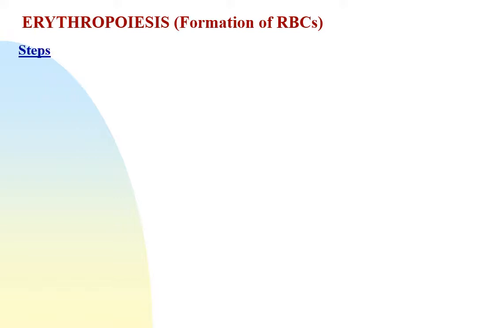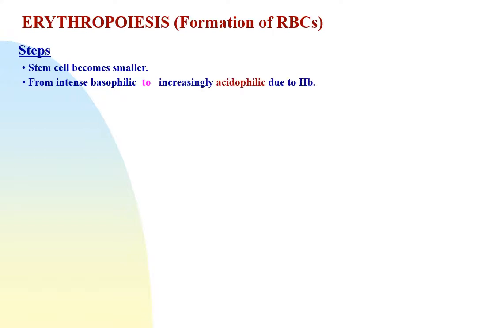Steps. Stem cell becomes smaller. The cytoplasm changes from intense basophilic into increasingly acidophilic. Acid accumulates hemoglobin. There is gradual decrease and finally loss of cell organelles and nucleus, which shrinks, becomes more heterochromatic and condensed until ultimately it is lost from the cell by extrusion. Erythropoietin hormone produced in the kidney in response to hypoxia stimulates erythropoiesis in bone marrow.